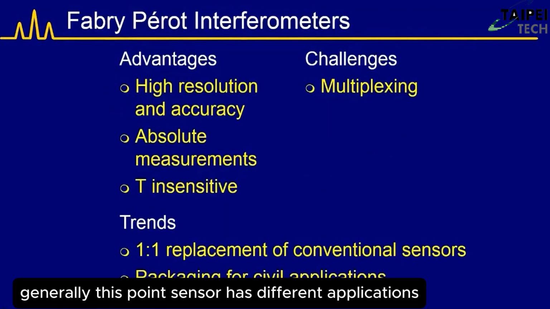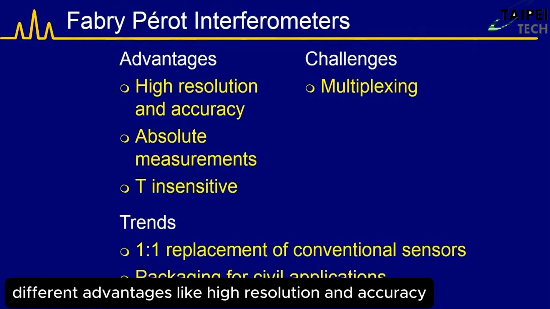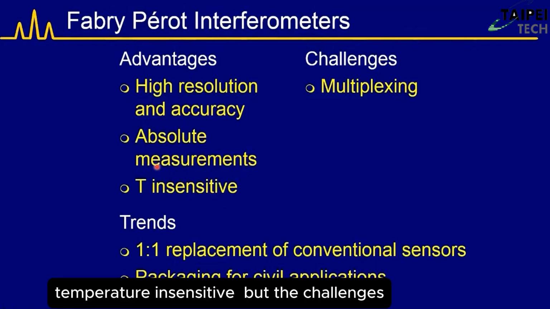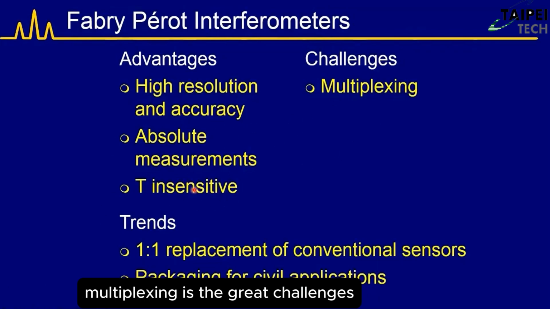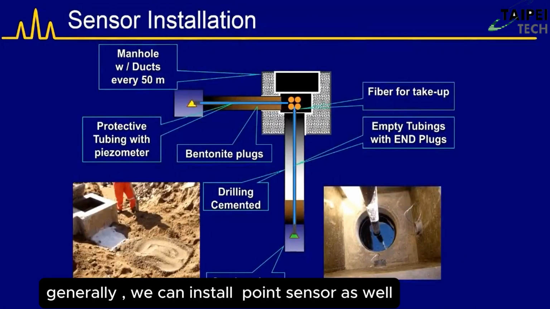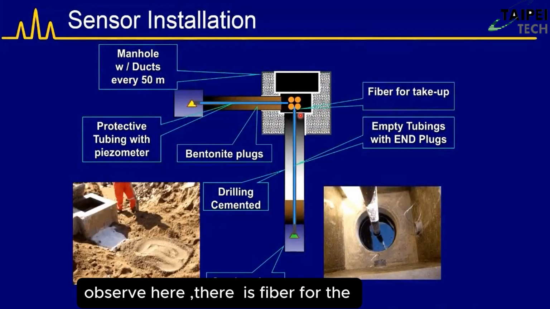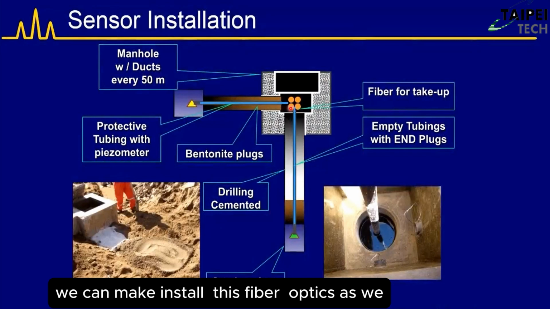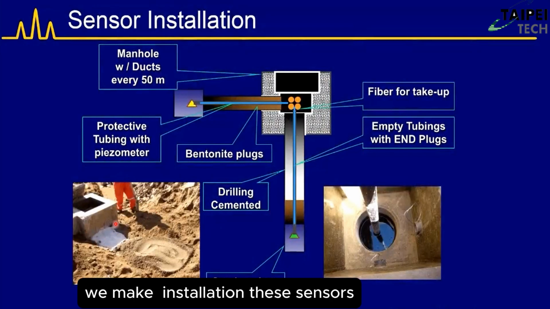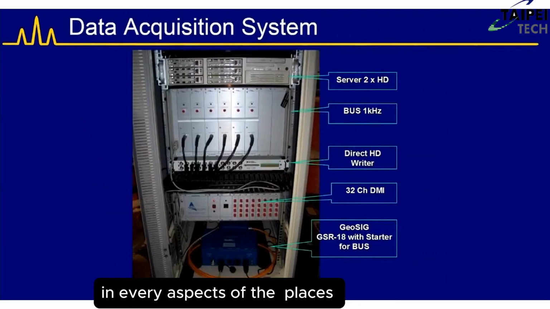Generally, this point sensor has different applications and advantages like high resolution and accuracy, absolute measurement, and temperature sensitivity. But multiplexing is the great challenge of these point sensor interferometers. Generally, we can install a point sensor as we have observed here. There is fiber for this, and there are sand pockets. Therefore, we can install this fiber optics as we have observed here. We may install these sensors in every aspect of the places.